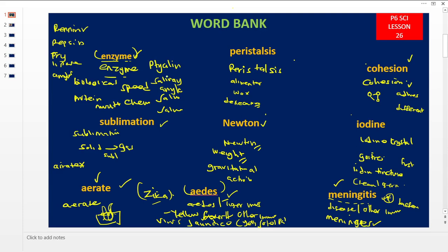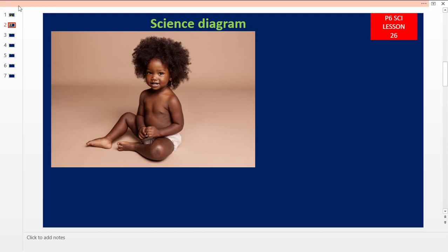Anyway, now let us get our diagram for today. Now our diagram for today, we are having a baby. Is it funny? Now what are you going to talk about this baby? This is a baby girl and she's smiling. I told you, smiling makes you wiser. Okay, now today we are going to look at this diagram, and it's going to give us what we call the immunization sites. The immunization sites, where we put these vaccines.